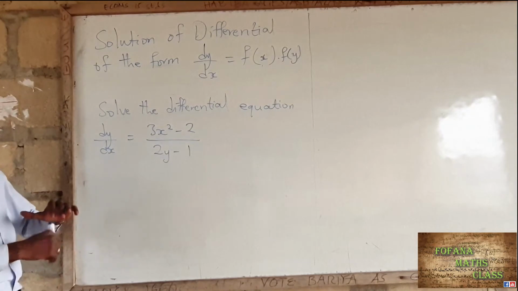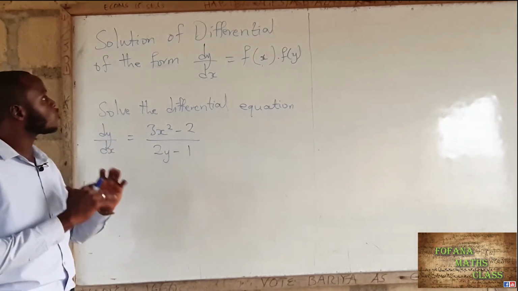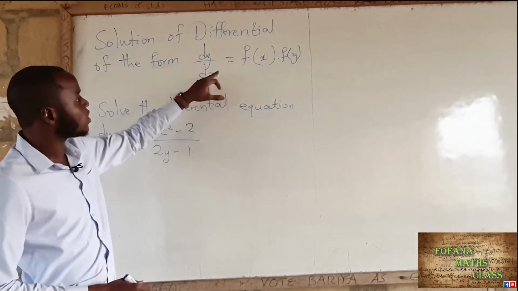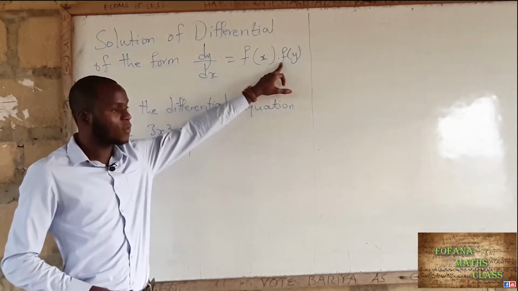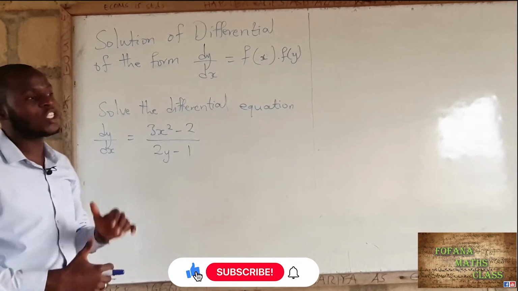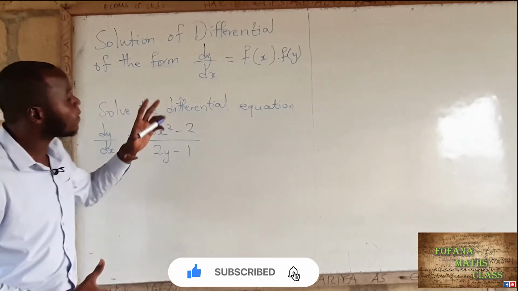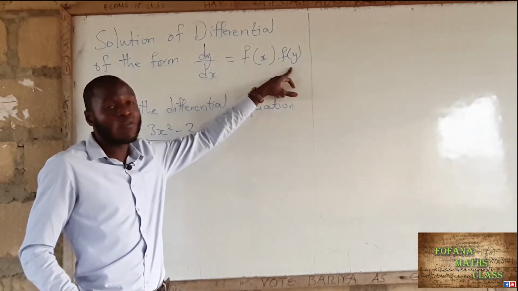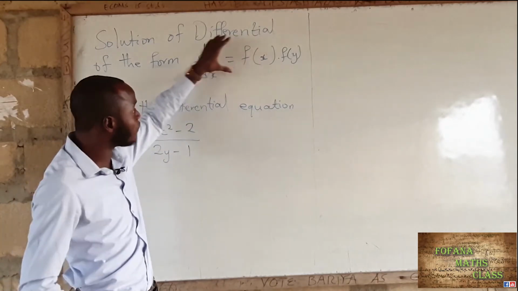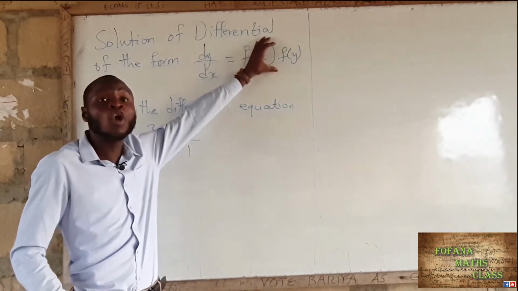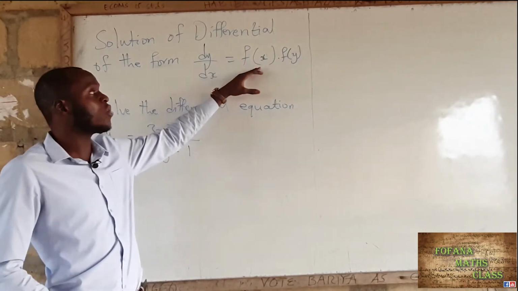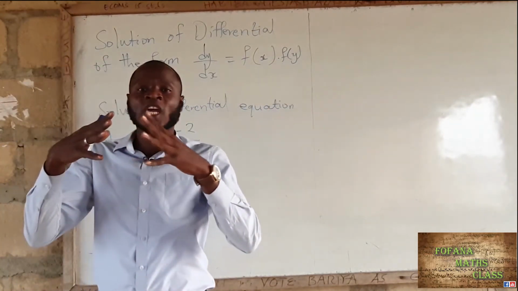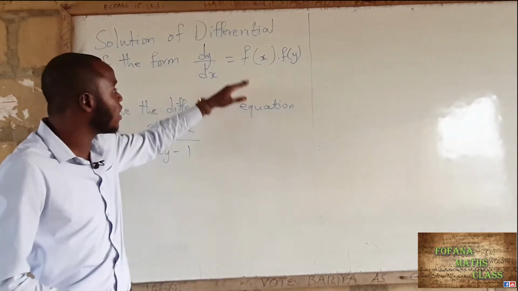Today we are still on the solution of differential equations. Today we are going to look at the form dy/dx equals f(x) times f(y). In my previous videos, we looked at differential equations where dy/dx is equal to only f(x) or only f(y). But in this case, the differential equation is equal to f(x) times f(y), so the y and x are joined together in the same equation.